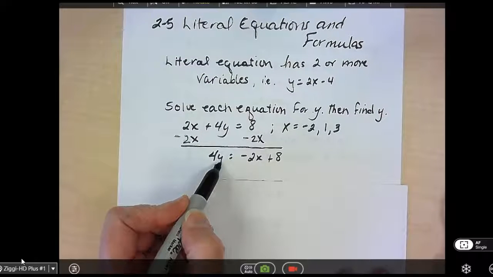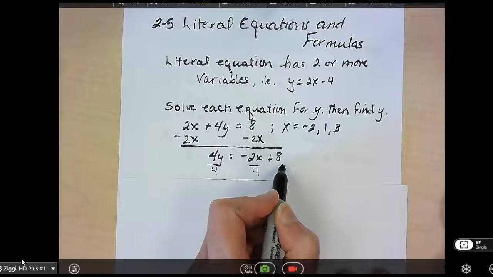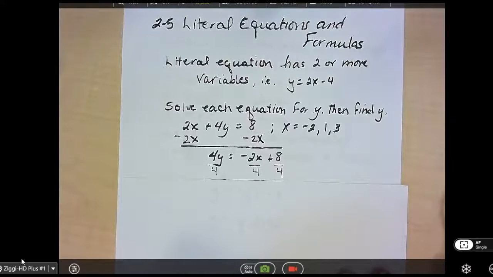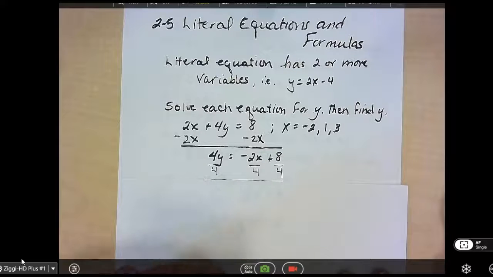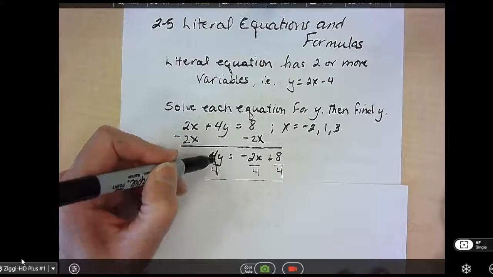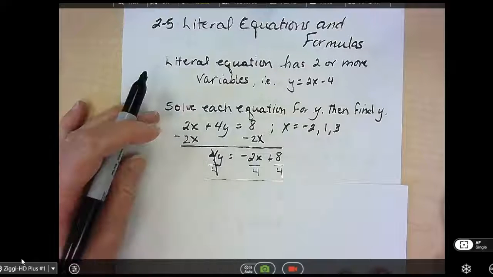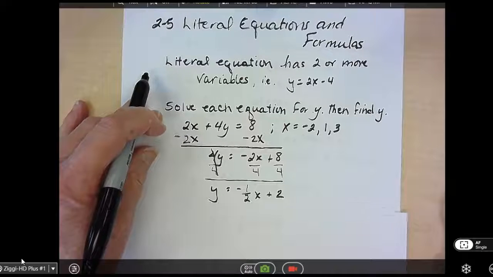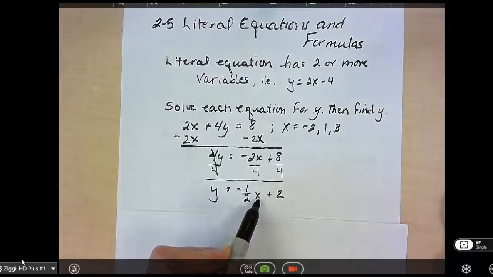So now we want to get our variable by itself. Divide both sides by 4, and since there's two terms over here, each term gets divided by 4. Or you were practicing the other day of separating up if you had the negative 2x plus 8 all over 4 of breaking it up. Either way, this just saves you a step if you write it underneath each. So 4 over 4 is 1y. Negative 2/4 simplifies to negative 1/2. And 8/4 simplifies to 2. So I get y equals negative 1/2 x plus 2.